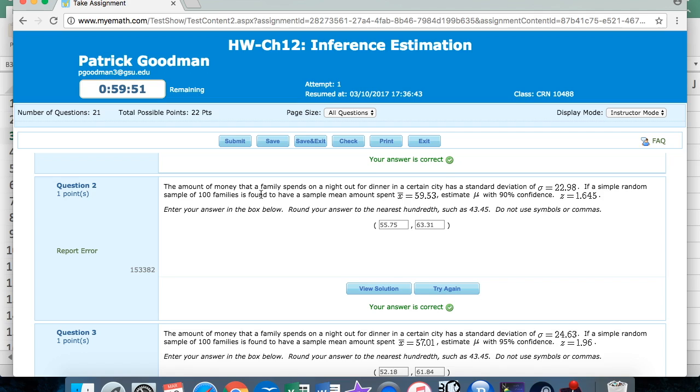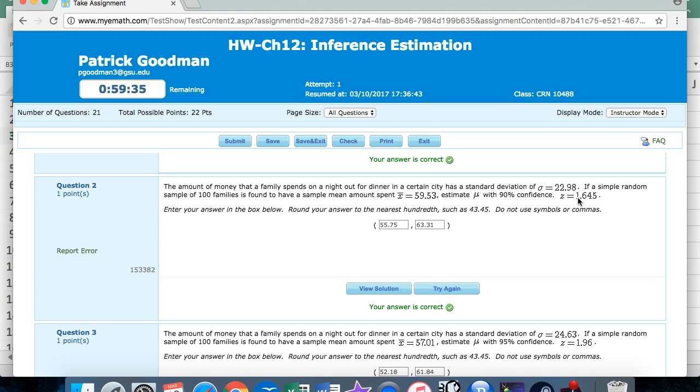If a random sample of 100 families is found to have a sample mean amount spent about $59, this is our, now X bar, remember what that is? That's our sample mean. It wants us to estimate the population mean with 90% confidence.